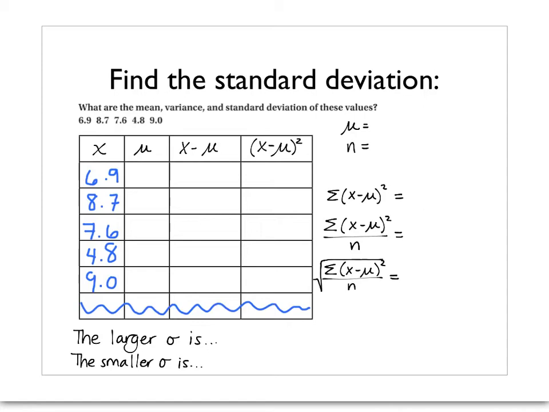So the next thing I need is the mean. I'm going to take my calculator, and you can do the same thing while you're waiting for me. I'm going to go ahead and find the mean of these 5 values. So I'm double checking on my calculator.